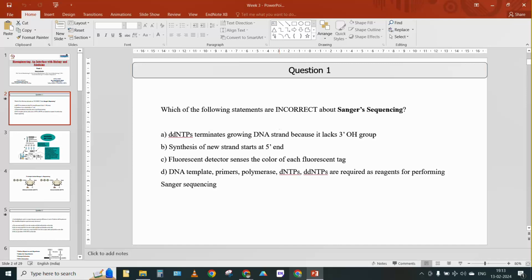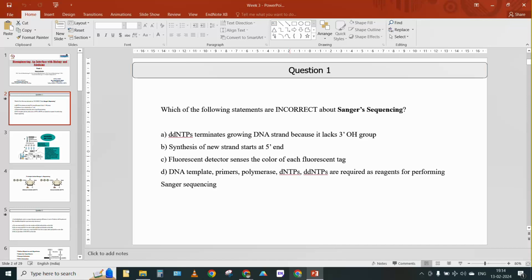Hello, am I audible to all? Yes, sir, audible. Okay. Statement A is dideoxynucleoside triphosphate terminates the growing DNA strand because it lacks the 3' OH group. The next statement is synthesis of new strand starts at 5' end. Statement C is fluorescent detector senses the color of each fluorescent tag. And DNA template, primer, polymerase, deoxynucleoside triphosphate and dideoxynucleoside triphosphate are required as the reagents for performing Sanger sequencing.